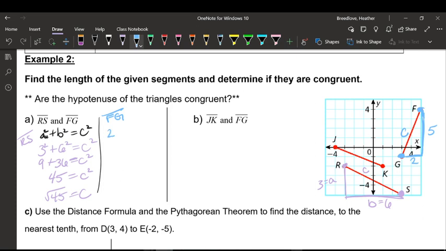So I have 2 squared plus 5 squared equals C squared. So 4 plus 25 equals C squared. So 29 equals C squared. Square root of 29 equals C. And the question is, are these congruent? Is the square root of 45 congruent to the square root of 29? Do you think if you typed them in the calculator, you would get the same answer?